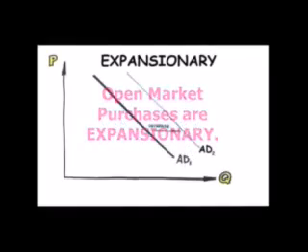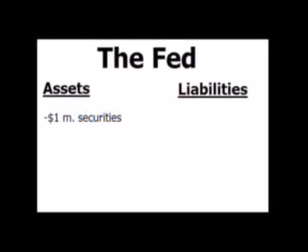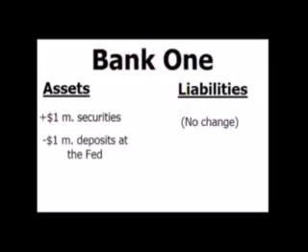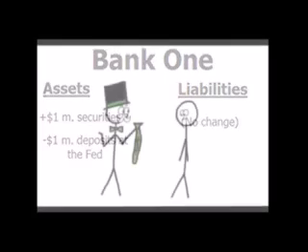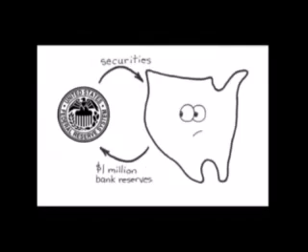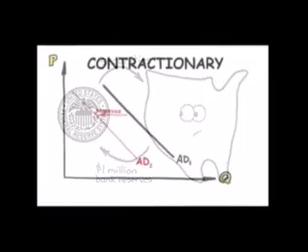What about an open market sale? Let's say that the Fed sells $1 million of government securities to Bank One. The Fed sees a decrease in its holdings of securities, but Bank One pays the Fed $1 million. Actually, the Fed just deducts the amount from Bank One's Federal Reserve deposits. Bank One now has $1 million less on deposit at the Fed. That's $1 million less in actual bank reserves, but has $1 million more in securities. What this means is that Bank One now has less money to lend, and less money in circulation means less spending, slowing down the economy. Therefore, an open market sale is contractionary monetary policy.